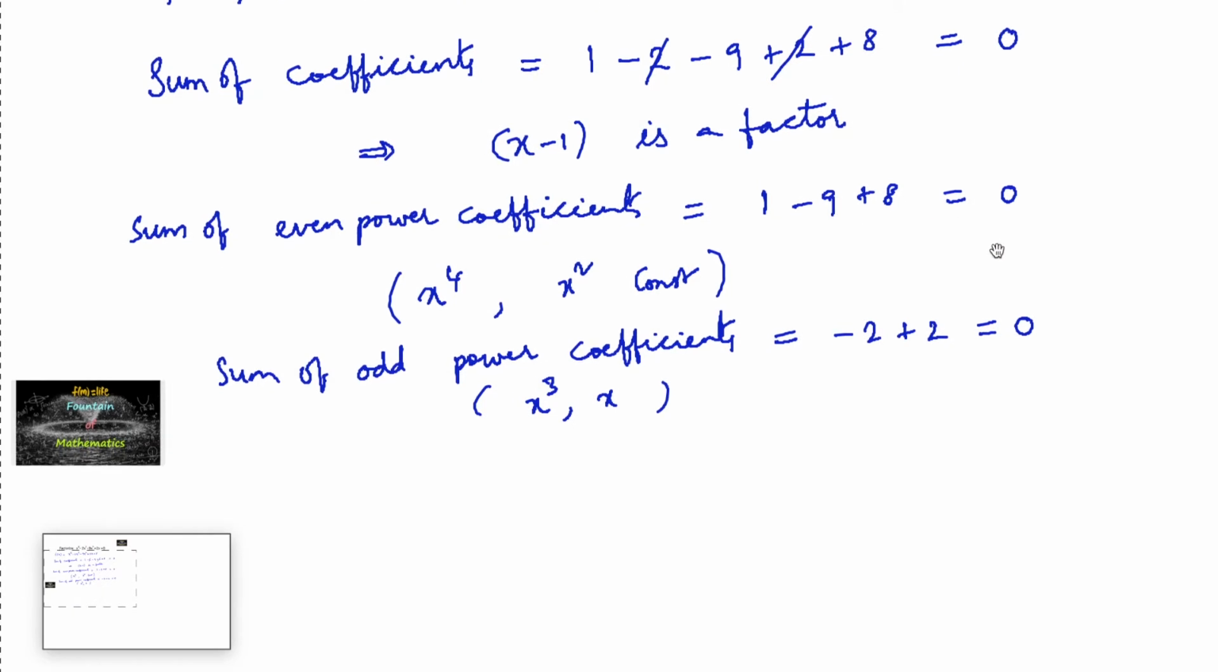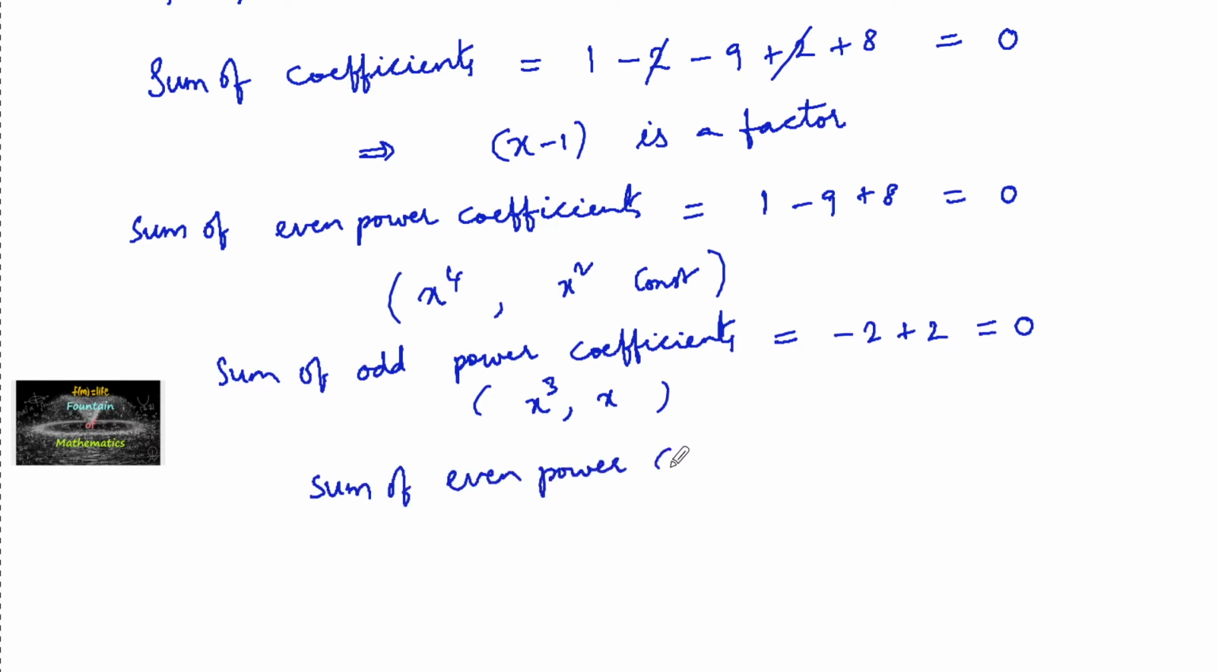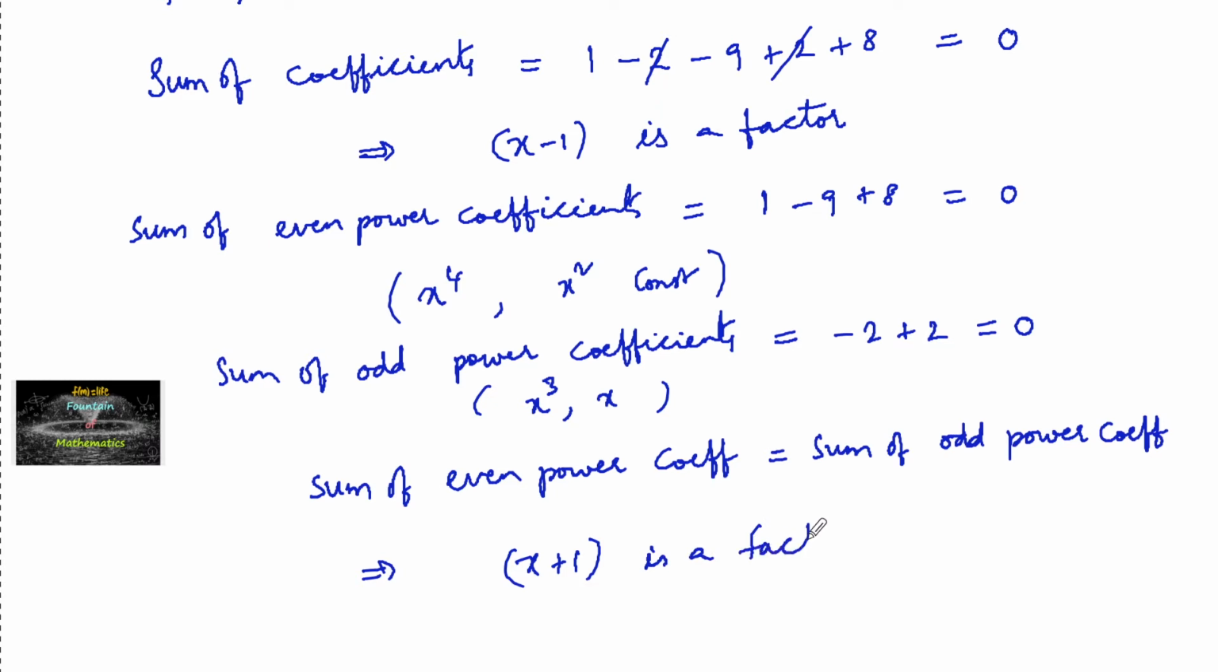So here the sum of even power coefficients and the sum of odd power coefficients are the same. We need to observe that they need not be 0; it can be any finite number, but the thing we should remember is that the sum of even power coefficients should be equal to the sum of odd power coefficients. In that case, x plus 1 is a factor of f of x.